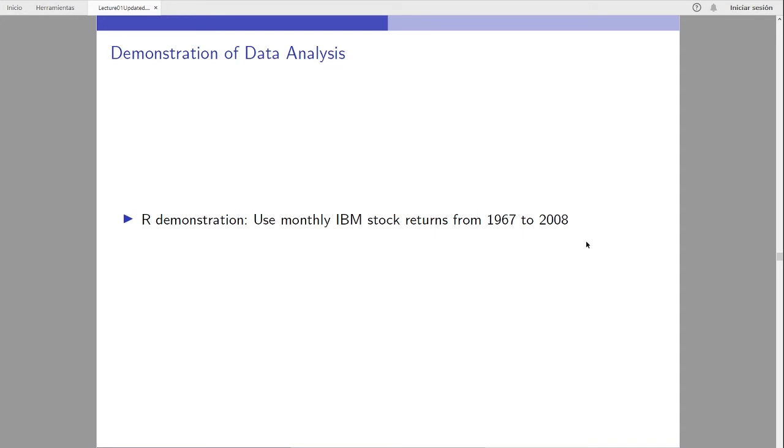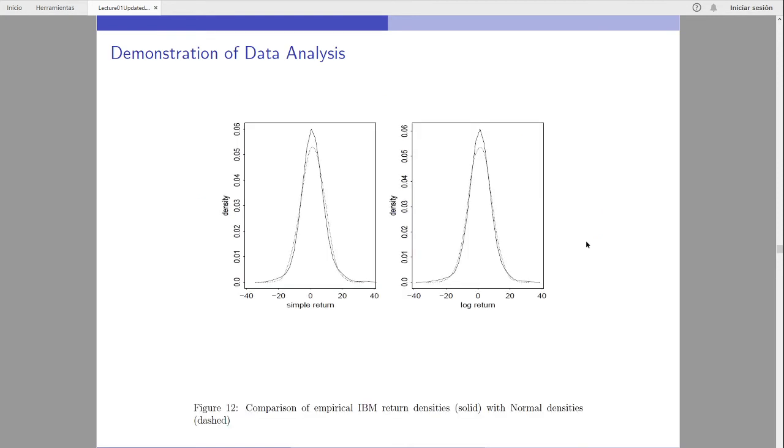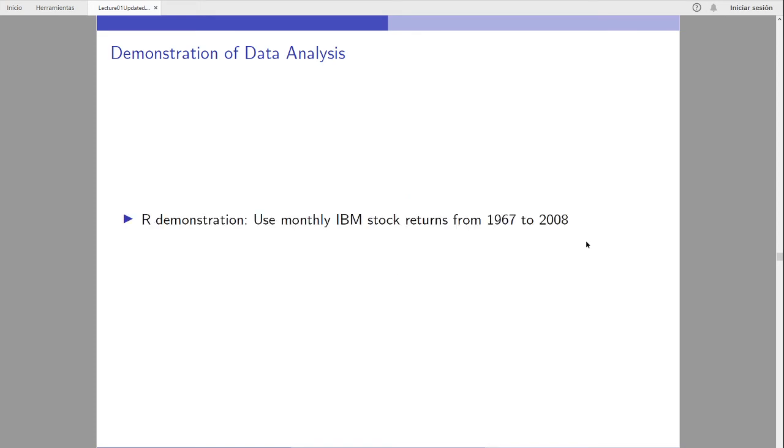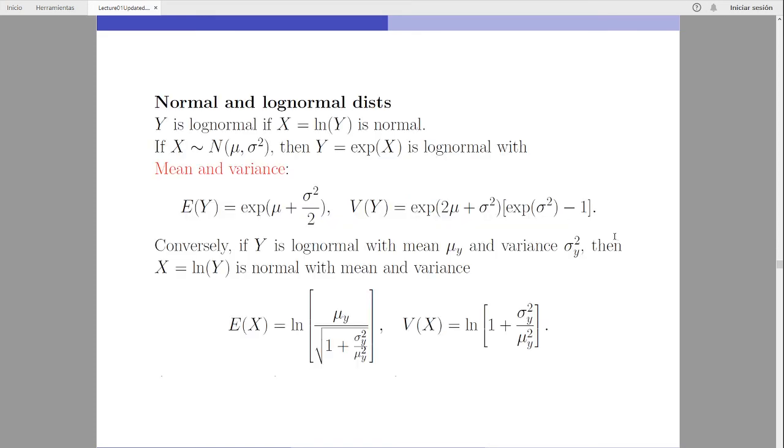Now, for a demonstration of data analysis, we're going to be using IBM's stock returns from 1967 to 2008. And so, moving on.